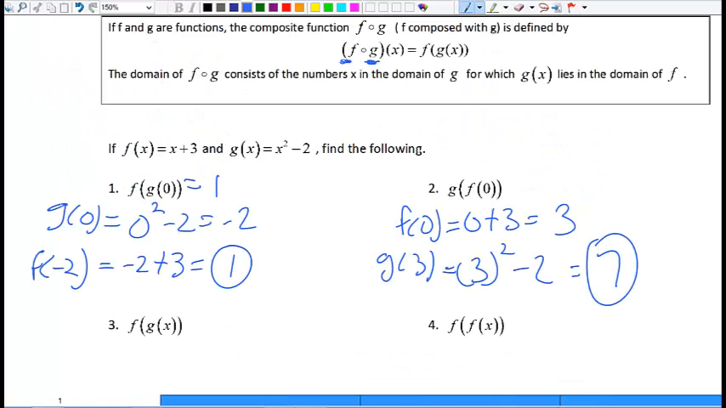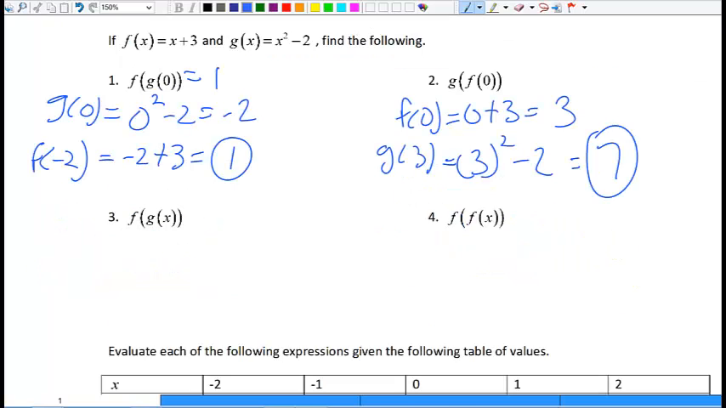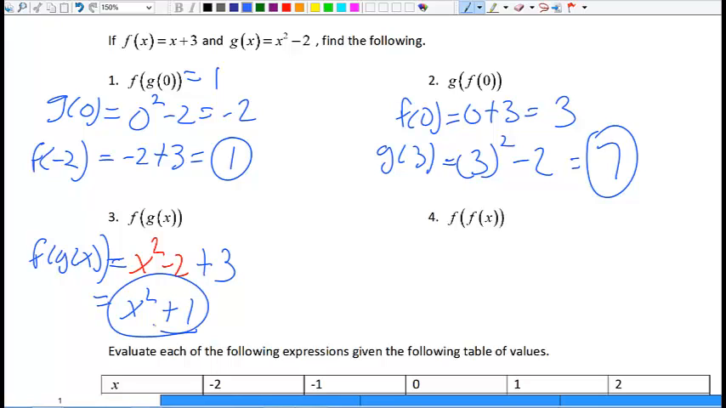Okay, we're going to do a sort of a symbolic approach to this. f of g of x. So I want to take g of x and evaluate it inside f of x. So f of g of x means take the g function, which is x squared minus 2, and evaluate it in the f function. So that would be x plus 3. So we're going to take g and add 3 to it, and then simplify this down. So that would be x squared plus 1 would be f of g of x.